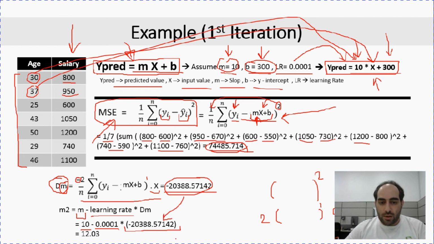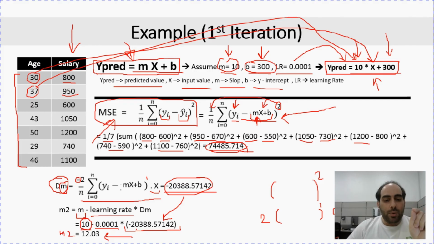If I do this calculation, I will end up with 12.03. It is going to be the new M, which is M2. So again, how can I update the new value of M, or the slope? By using gradient descent, I need to put the old value minus the learning rate, which is usually 0.1, 0.001, etc. So we need to initialize it again randomly, okay?